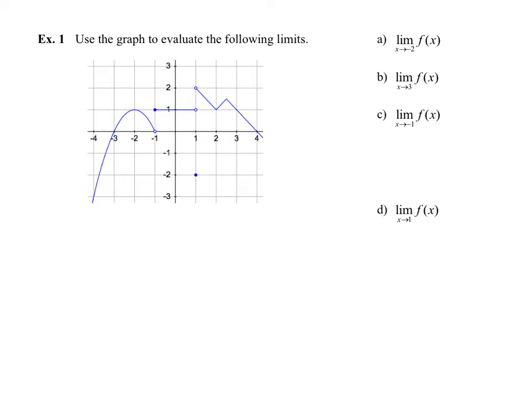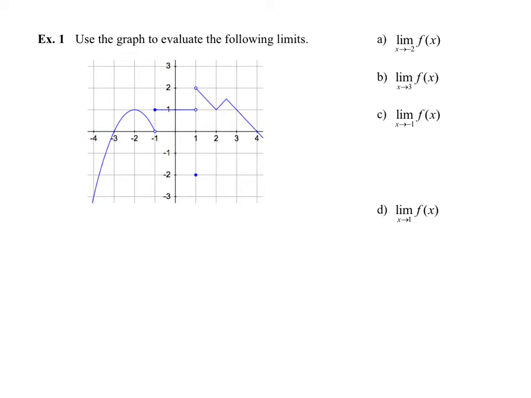Use the graph to evaluate the following limits. In part A, we're evaluating the limit as x approaches -2. Now, if we're approaching -2, we want to be close to x equals -2. And since this is a piecewise function, that means that we're not going to consider this part of the graph way over here, or even this part of the graph here. We want to be close to x equals -2.